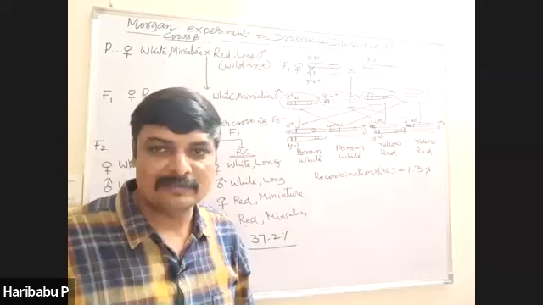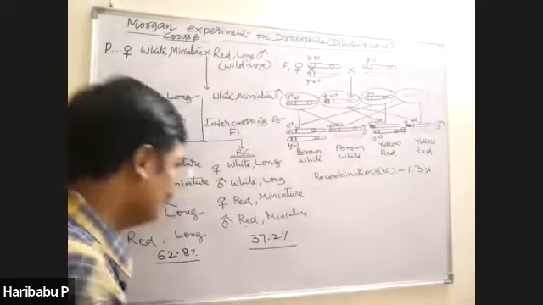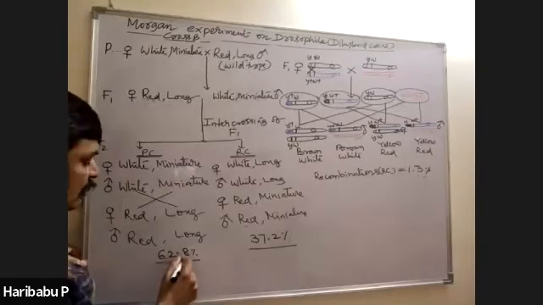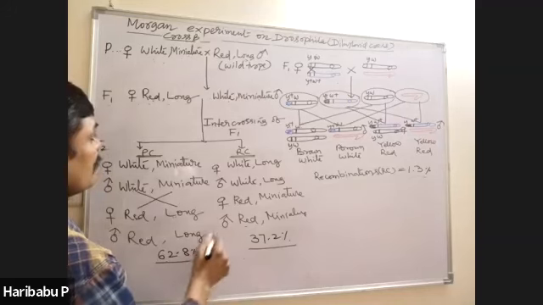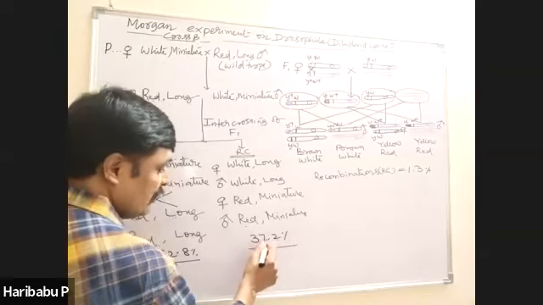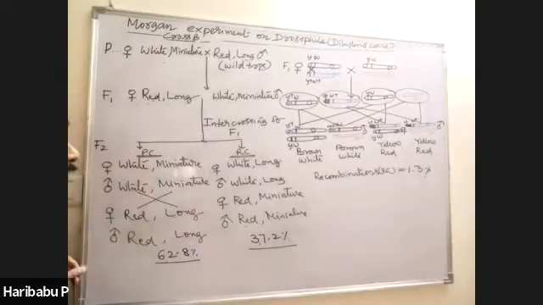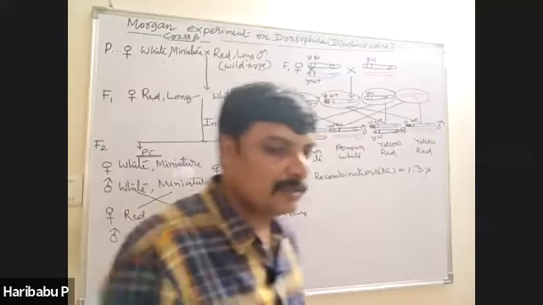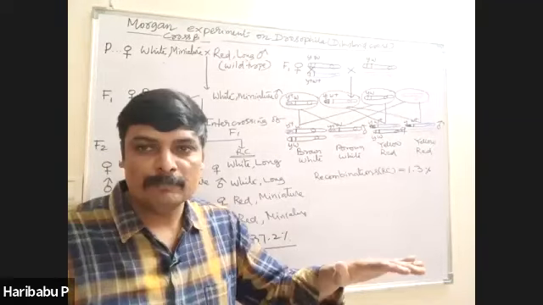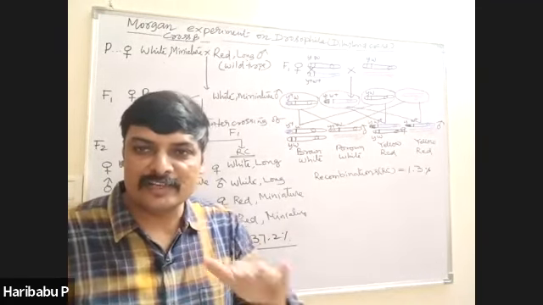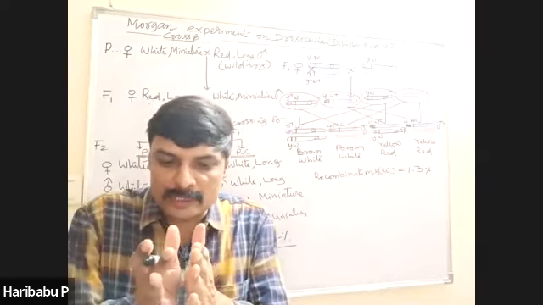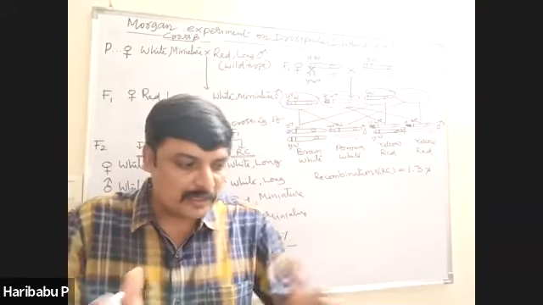And the same flies. So the percentage of parental combinations in the second cross is 62.8%. The percentage of recombinations in the second cross is 37.2%. And based on the results, Morgan said that on the same chromosome, several genes are located. Some genes are closely placed and some genes are distantly placed.